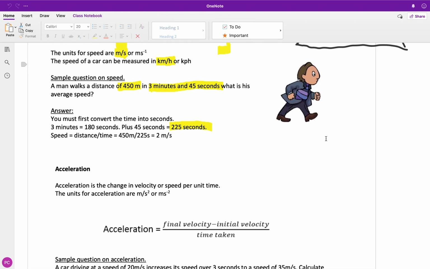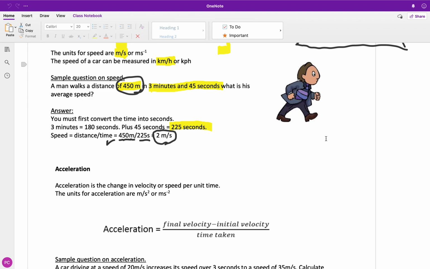So we've worked out our time. What we need is our distance. Well, okay, the distance they've given us is 450 meters. So all we have to do is 450 divided by 225, which gives you 2 meters per second. So that's how fast he's going. He is going 2 meters every second, which is about a walking pace. You might go up to 8-9 meters per second if you're in a nice quick jog.